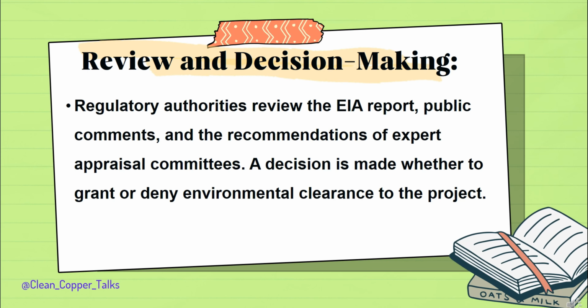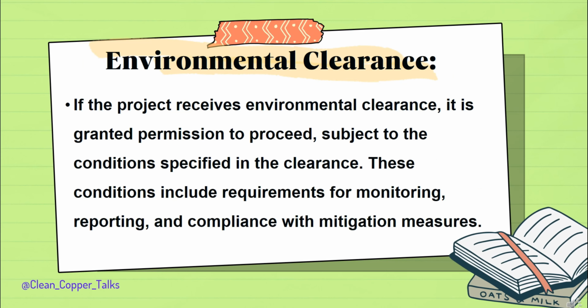So finally, the regulatory authority reviews the EIA report, the comments received in public consultation, and the experts' recommendations, and based on that, a decision is made whether to grant or deny the environmental clearance to the proposed project. If environmental clearance is provided to the proposed project, there are certain conditions which are specified, such as monitoring and reporting and compliance with mitigation measures, and those things have to be carried out by the proponent of the project.